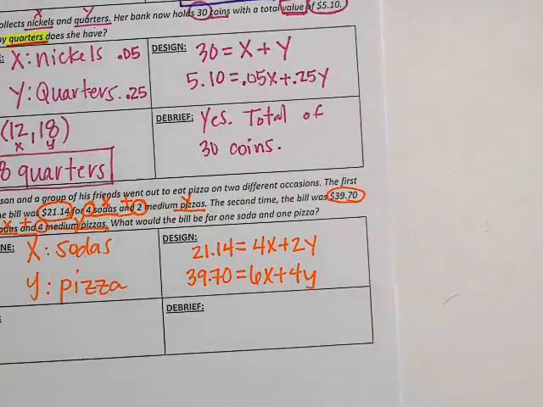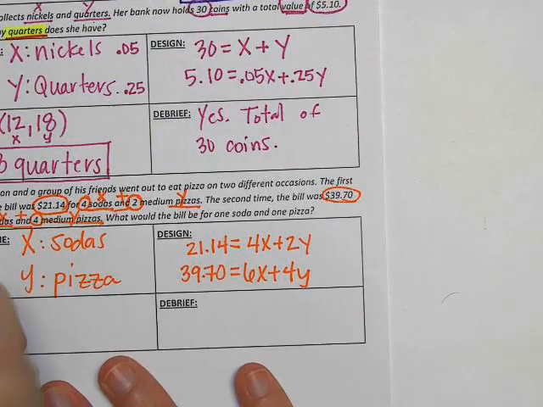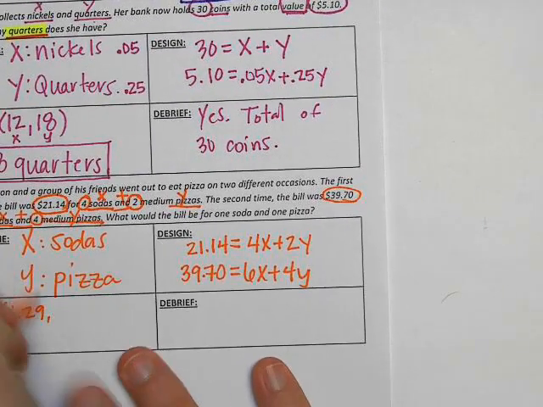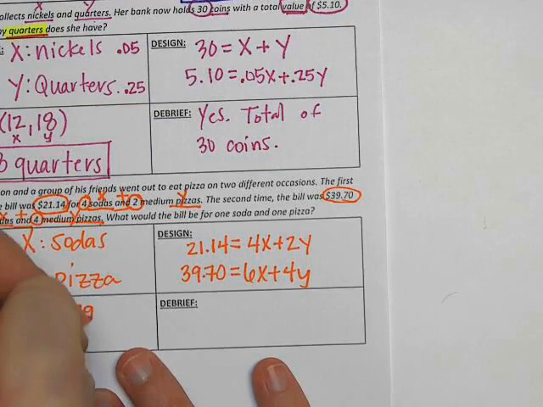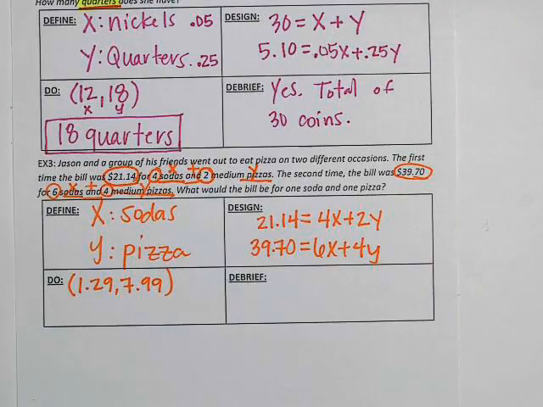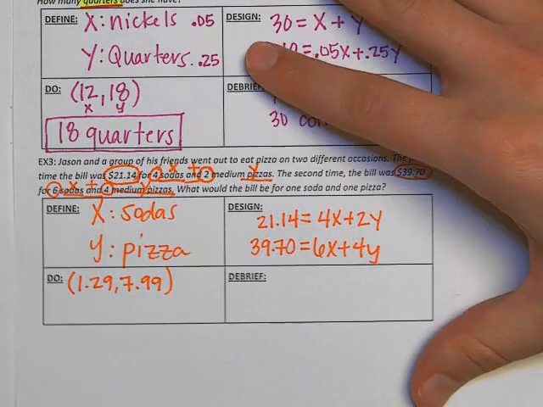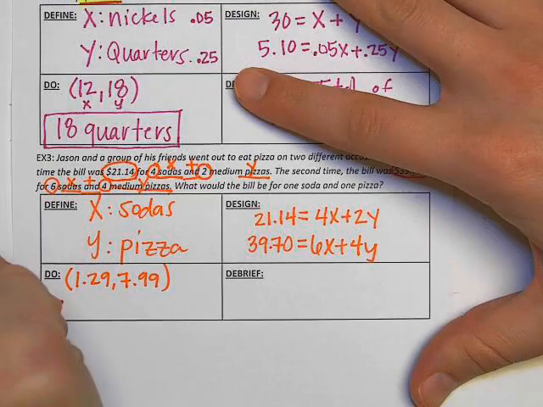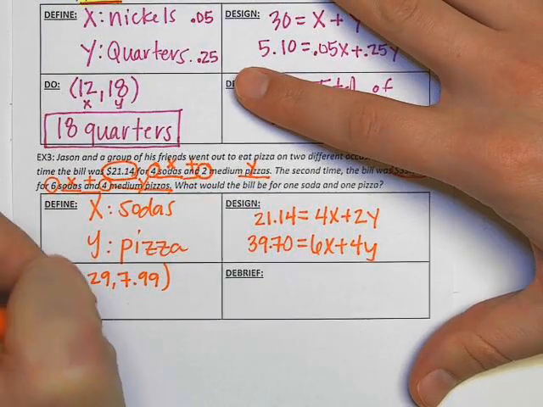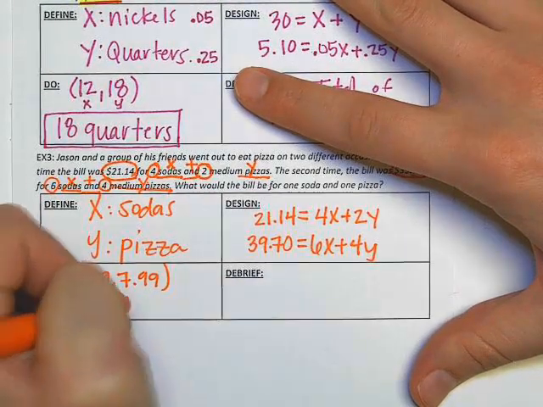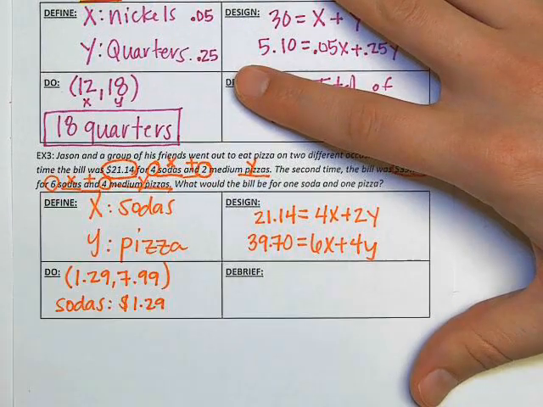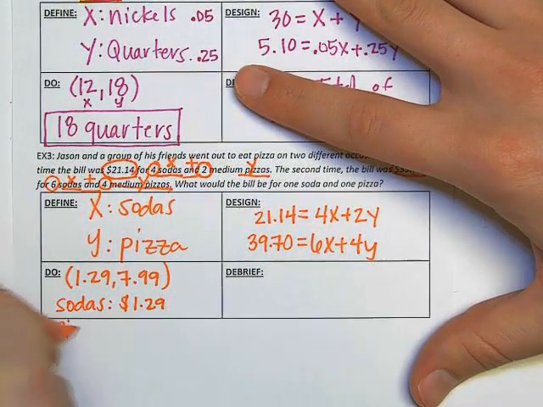Here we go, copy it. 1.29, comma, 7.99. Okay, what does this tell me? Sodas are $1.29 and a pizza is $7.99.